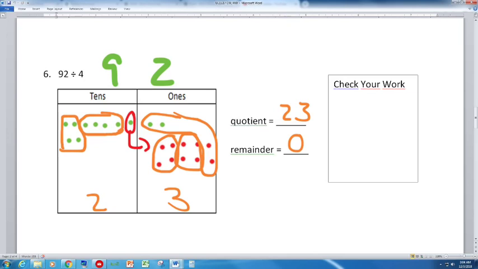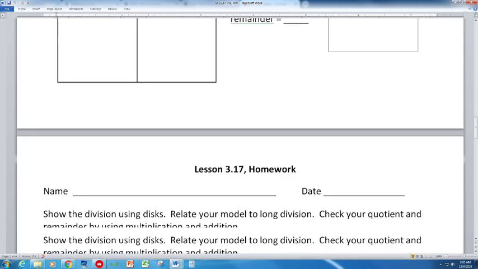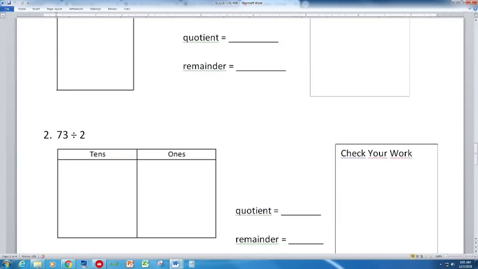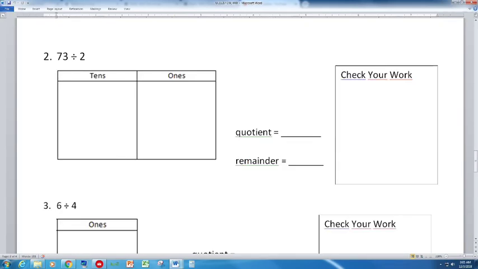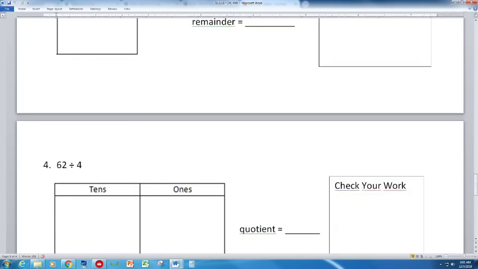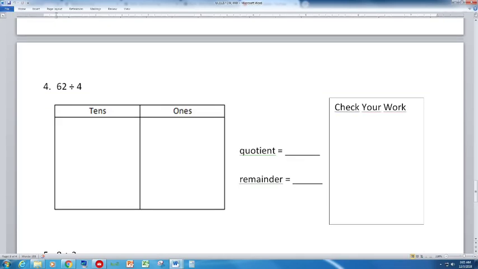Okay. The example I'm thinking about was on the student's homework, with the 2 remaining. Let me see if I can find it real quick. Here it is. So here's that example.